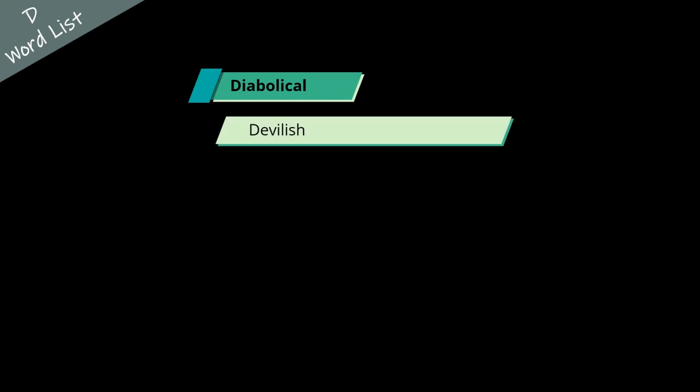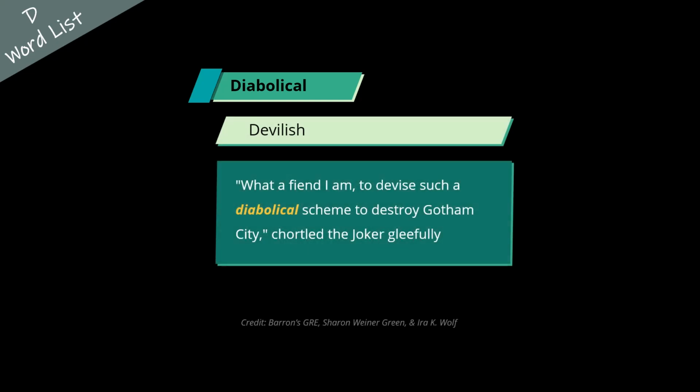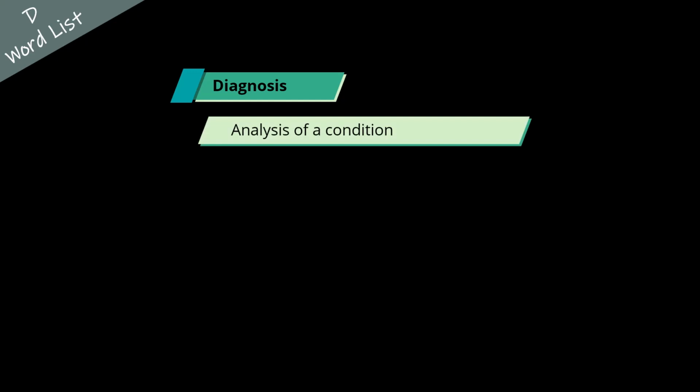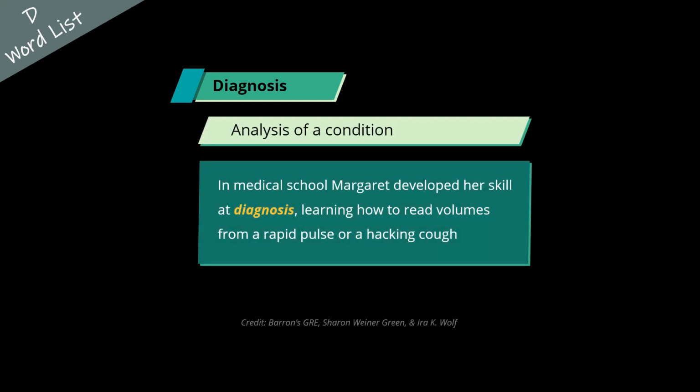Diabolical means devilish. For example, what a fiend I am, to devise such a diabolical scheme to destroy Gotham City, chortled the Joker gleefully. Diagnosis means analysis of a condition. For example, in medical school Margaret developed her skill at diagnosis, learning how to read volumes from a rapid pulse or a hacking cough.